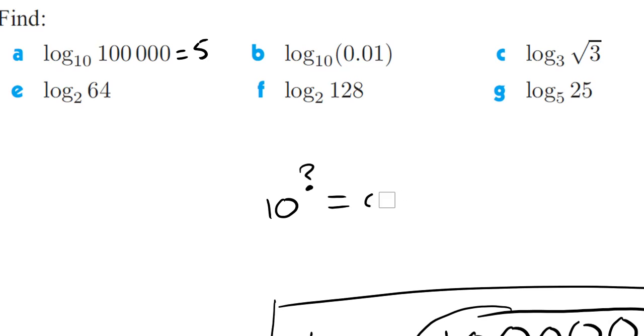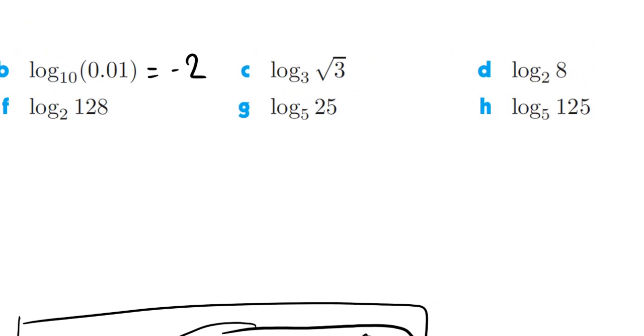Well, 0.01 is the same as 1 over 100. And 1 over 100, well, that is going to be 10 to the minus 2. So this one here, look, is minus 2. Let's move on. What about C? What is it I need to raise the 3 by to get root 3? Well, square root is like having 3 to the power of a half. So that answer is a half.